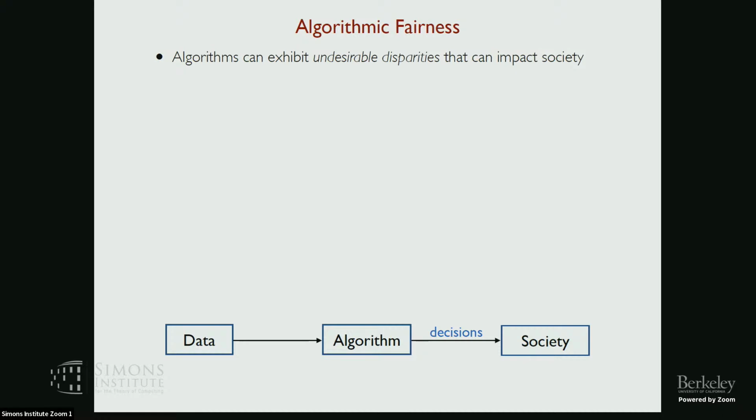There are many ways in which undesirable disparities can arise, and many types of disparities. But I'm going to focus on one common one that happens in the machine learning setting: the common source of disparity is that the data sets that algorithms are trained on are often non-representative of the population that we're interested in.